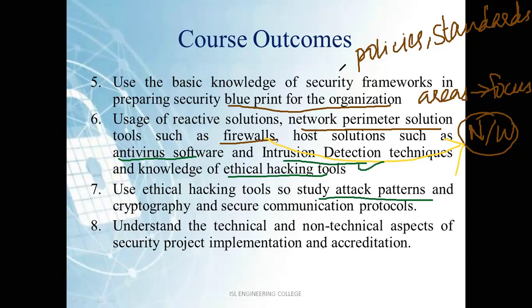The last course outcome is understanding the technical and non-technical aspects of security project implementation and accreditation. Here you have technical as well as non-technical aspects for securing the project implementation, and the different accreditations that are provided for security. These are the course outcomes for information security.